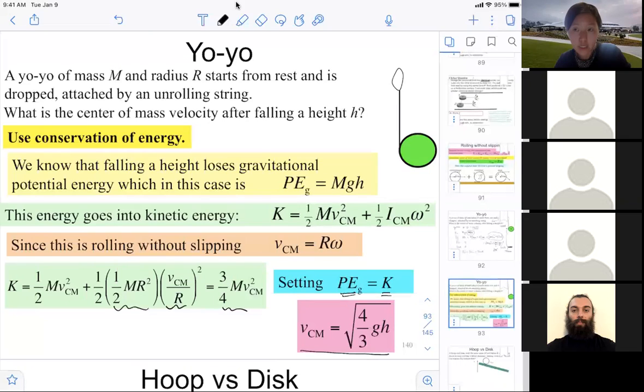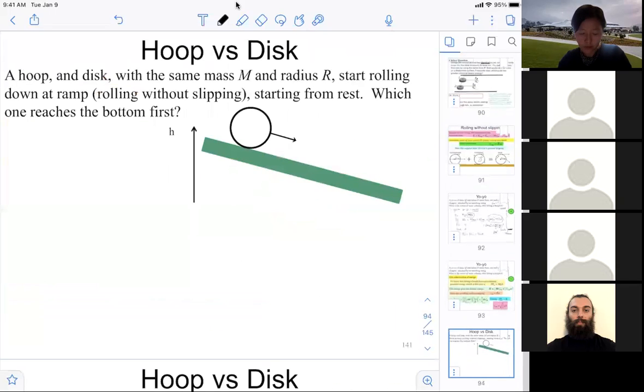I'm going to move on to another problem, but it's essentially the same as this. Okay, so instead of letting it fall, we let it roll down. This is a hoop versus disc problem. That's the demo we just saw. We have talked about the reason using qualitative reasoning, but what if we wanted to calculate it and actually show the center of the mass speed for the two different objects, showing that the disc actually has a bigger V than the hoop? We would be able to do that.